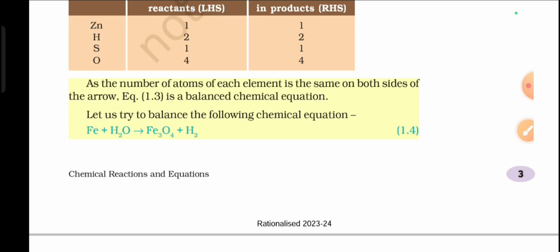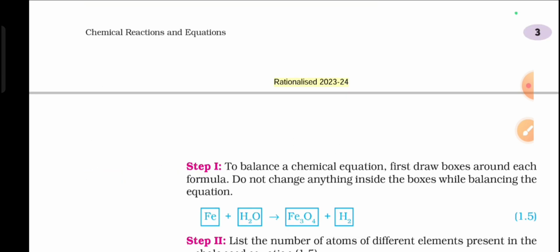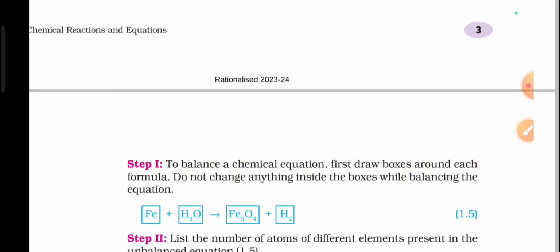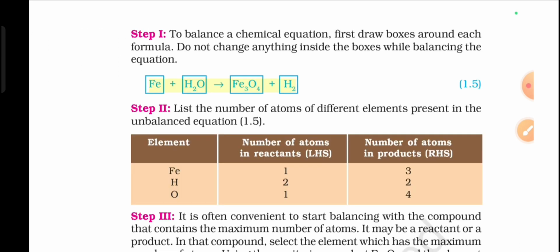a balanced chemical equation. Let us try to balance the following chemical equation: Fe + H2O → Fe3O4 + H2. Step I. To balance a chemical equation, first draw boxes around each formula. Do not change anything inside the boxes while balancing the equation. Fe + H2O → Fe3O4 + H2.